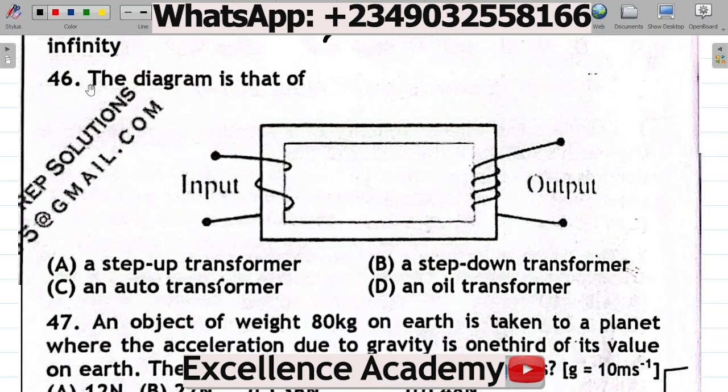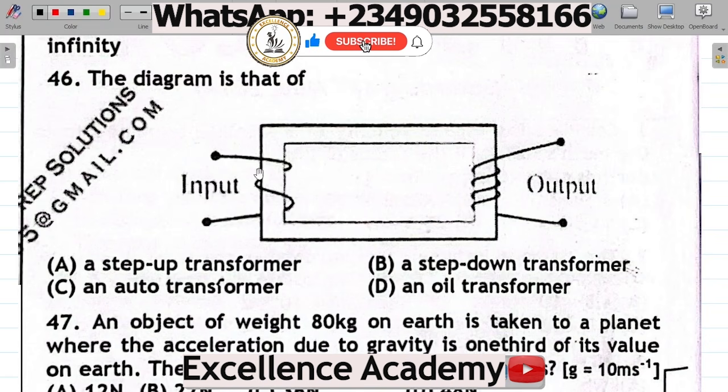Next up, let's look at question 46. Question 46 says the diagram is that of: A. a step up transformer, B. a step down transformer, C. an auto transformer, D. an oil transformer. So you have this diagram here. All right. So how do we know from this diagram? Now, here's what to observe. If you look at this diagram, look at the input parts. Look at the coil at the input. Look at this.